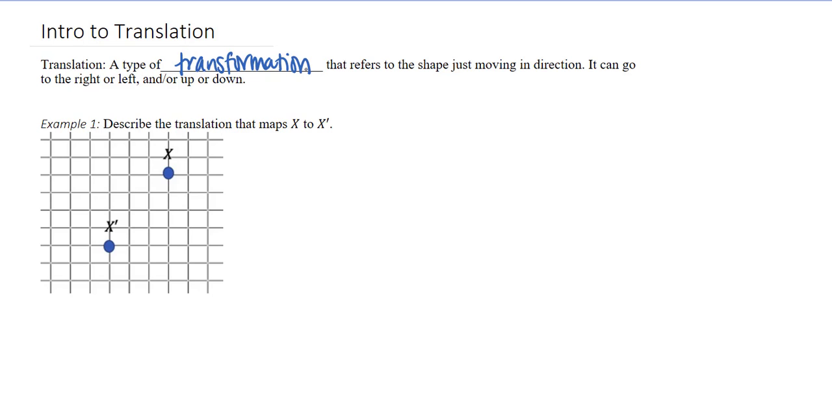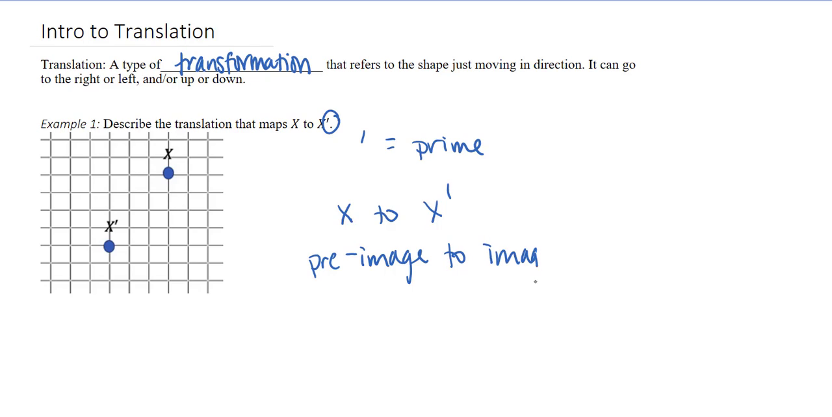So we're going to describe the translation that maps x to x prime. The first thing, let's just go over this prime. When we're going from x to x prime, we're going from the pre-image to the image. So x prime is the image, and the regular x is the pre-image. It goes through a transformation, and in this case, it goes through a translation. That just means it goes up or down, or to the right or left.